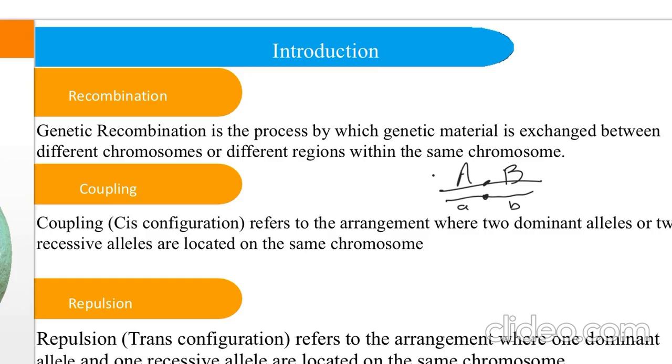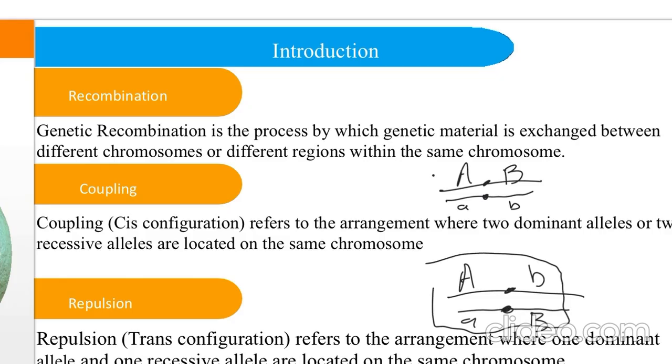In repulsion, one dominant allele and one recessive allele are on the same chromosome. There is capital A, small b on the same chromosome, then small a, capital B on the other chromosome. So here is the trans configuration, and here is the coupling configuration or orientation.